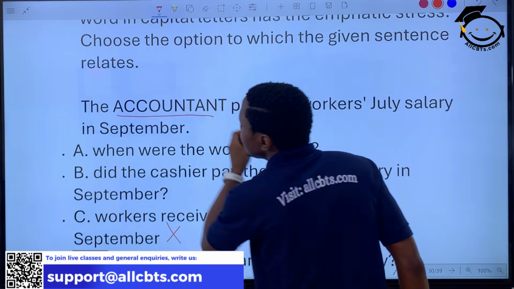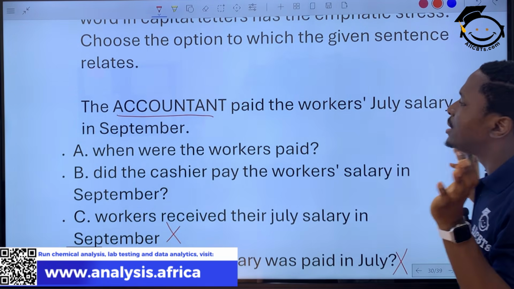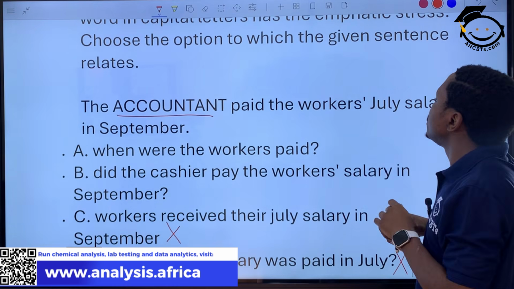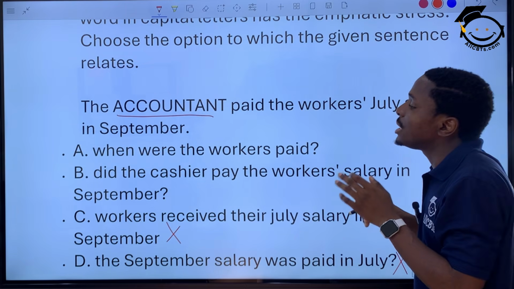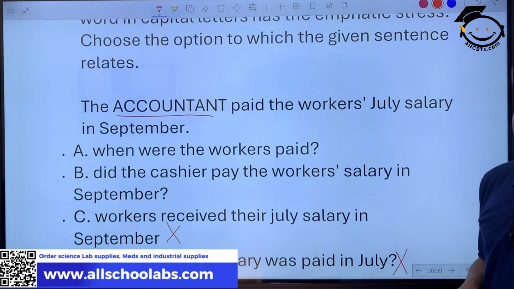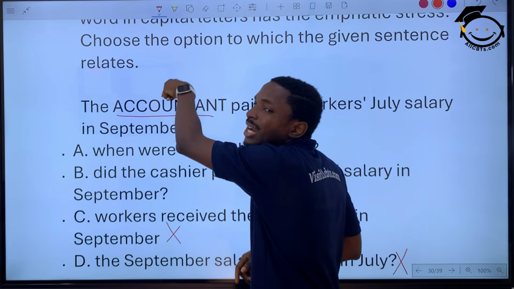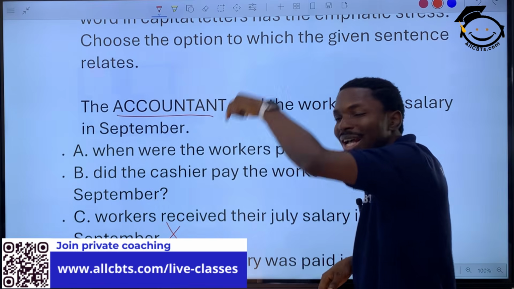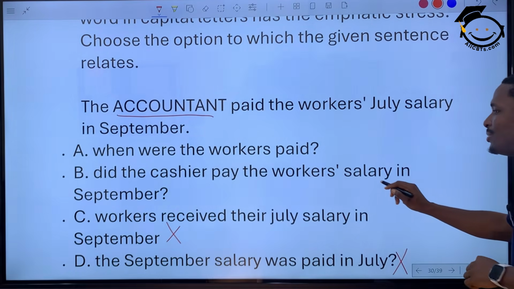If this accountant was not there, this one would have worked. If the expression was the workers' July salary was paid in September, this would have been the answer. You get it now. But because the stress was put on accountant, this has to be the correct option.